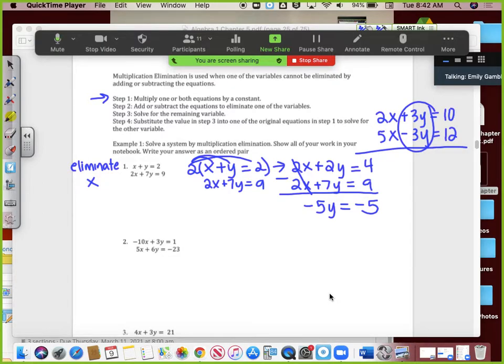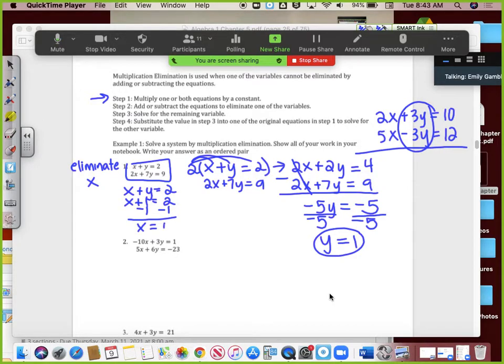When I have this, I can easily solve this by just dividing both sides by negative 5, and I'm going to get that the answer is y is equal to 1. Now that I have that, I can just replace that number back in for one of the equations and solve for x. Looking at the equations from the beginning, I feel like the x plus y equals 2 is easier. X plus y equals 2. I now know that y is equal to 1, so I replace a 1 in for y. Solving for x, I'm going to get x is also equal to 1.